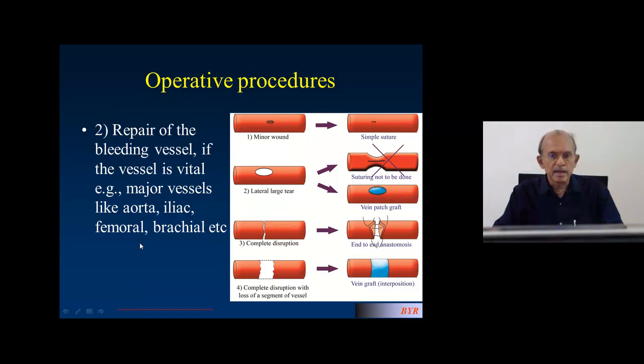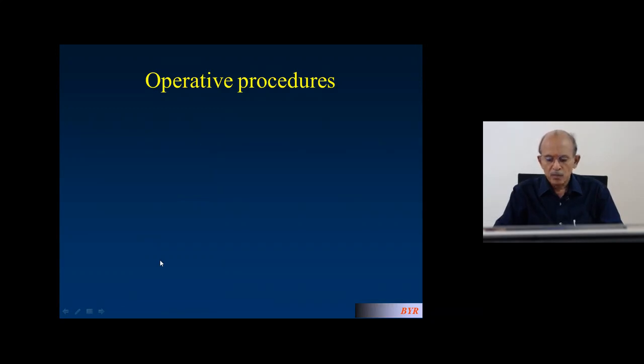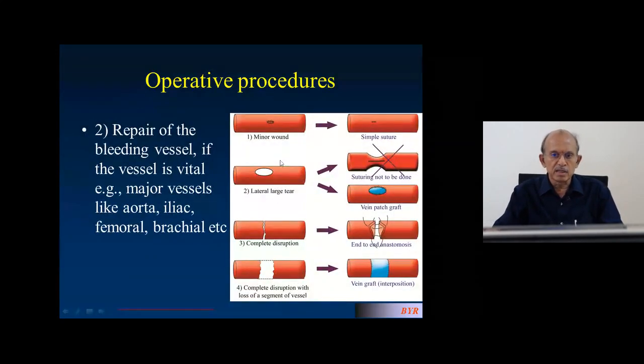Examples are major vessels like aorta, iliac, femoral, brachial, etc. I hope all of you know about these procedures of repair. A minor wound is simply closed. A lateral tear is repaired by vein patch graft. If there is complete disruption, it should be repaired by end-to-end anastomosis. If there is disruption with loss of segment, it should be repaired by an interposed venous graft.